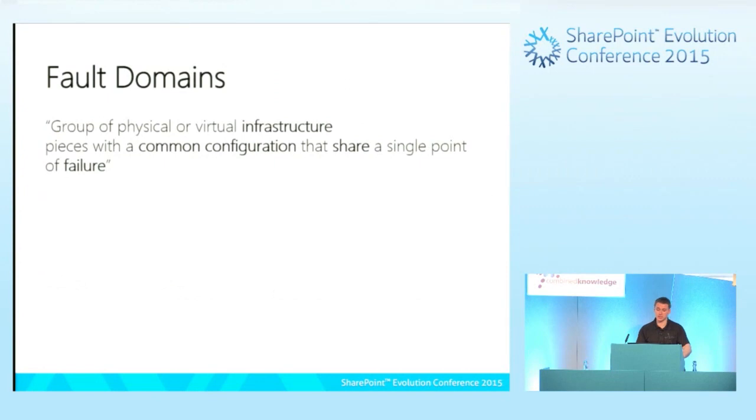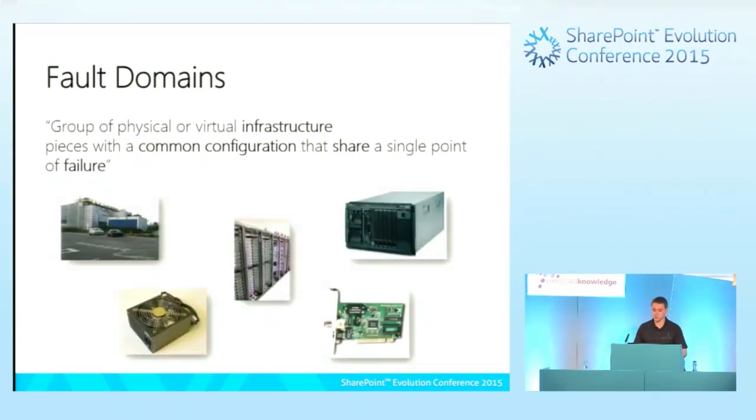Now, fault domains, this is an interesting concept. This is a group of physical or virtual infrastructure with a common configuration that share a single point of failure. But just to give you some examples, that could be something as simple as a PSU in a server. It could be a rack, it could be a network card. Essentially, it's the component that, if it fails, could bring the environment down.